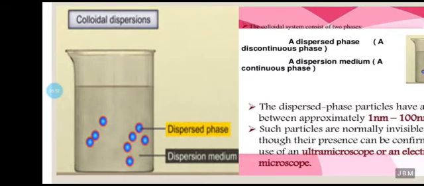The dispersed phase particles have a diameter between approximately 1 and 1000 nanometers. Such particles are normally easily visible in an optical microscope, although at the smaller size range, an ultramicroscope or an electron microscope may be required. Homogeneous mixtures with a dispersed phase in this size range may be called colloidal aerosols, colloidal emulsions, colloidal foams, colloidal dispersions, or hydrosols.